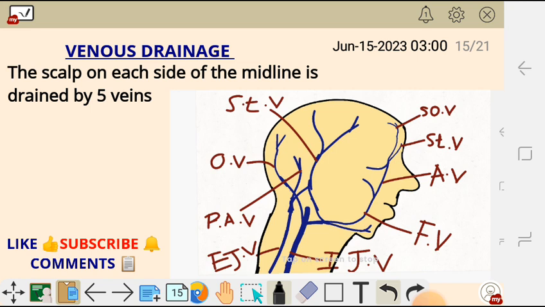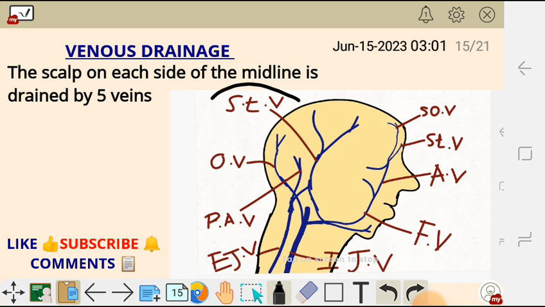The venous drainage. The venous drainage of the scalp is also similar to the arterial supply. Okay, so it is drained by 5 veins. We have the first one, which is the supratrochlear vein. Then we have the supraorbital vein. After that we have the superficial temporal vein, and we have the occipital vein. Okay, so those are 4 of the 5 veins. And posteriorly, we have the posterior auricular vein.